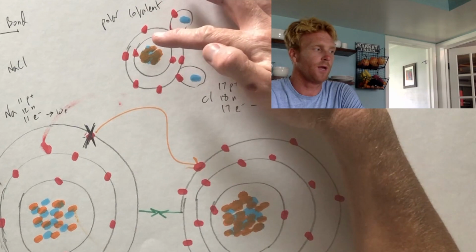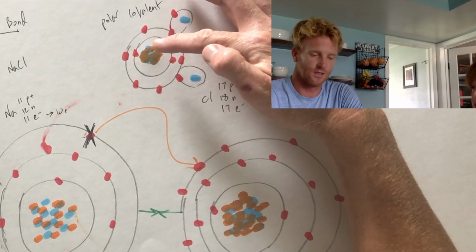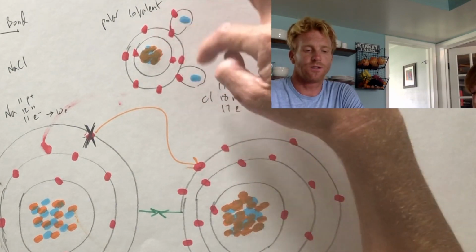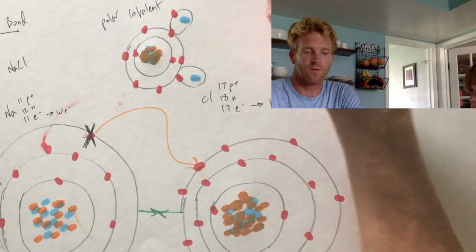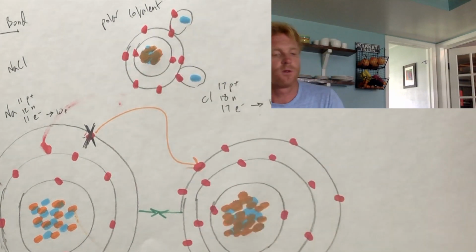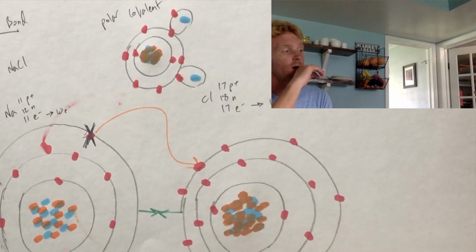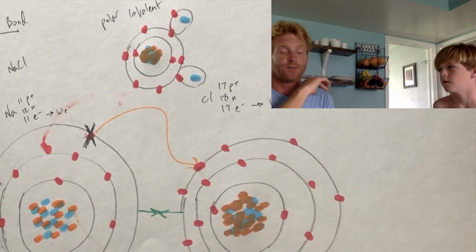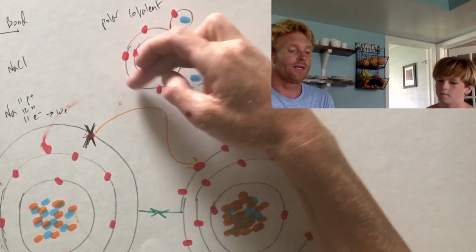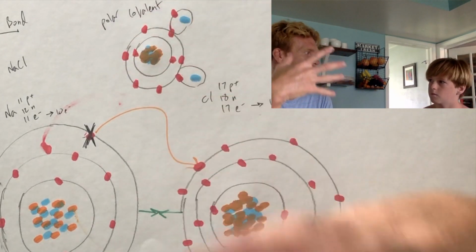Is oxygen happy with 8? Yes. Is hydrogen happy because he's got 2? Yeah, he's happy. Everybody's happy. But here's the deal. Who's bigger, oxygen or hydrogen? Oxygen. He's bigger and he's stronger. So he's going to cause the electrons to hang out on his side more often. He's going to hog those electrons.